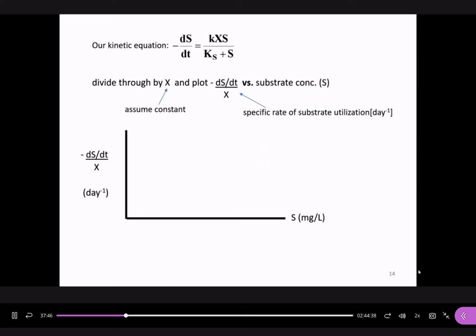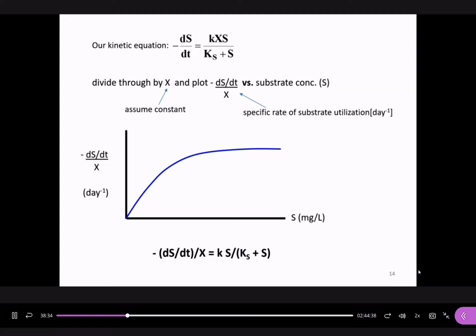So how do we understand this equation? Let's change this a little bit. We divide both sides by X, and on the left side we have minus dS over dt divided by X. This is the specific rate of substrate utilization. What does specific rate mean? Specific means this number is divided by X, the microorganism concentration, so that is per concentration. If we plot this, we get this curve. This is the equation.